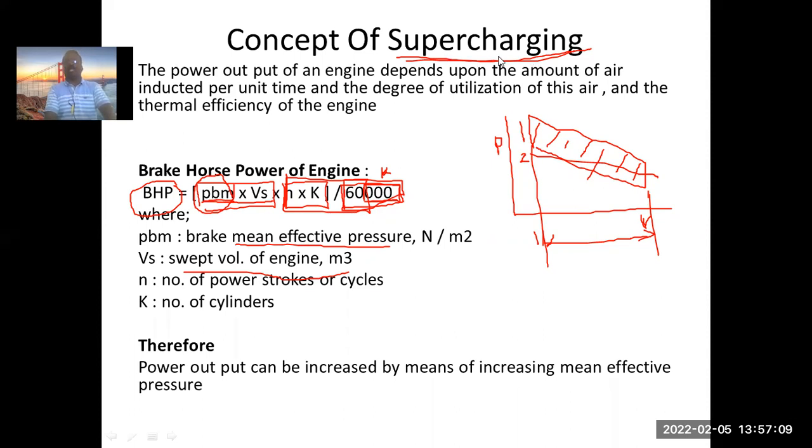And that is where we are saying that when we go for supercharging, we are going to get higher power output. I hope everybody understood.